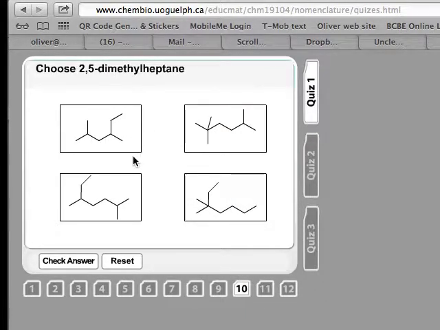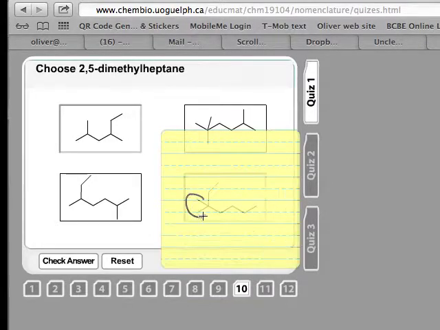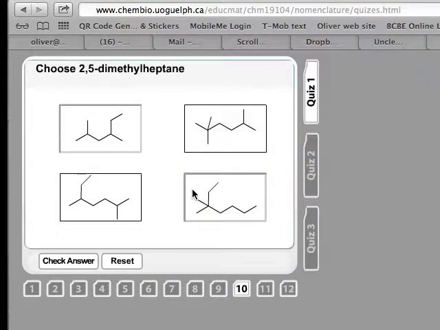Heptane, how many carbons? 7 would be correct. So let's eliminate based on carbon chains. 1, 2, 3, 4, 5, 6. This one is eliminated. 1, 2, 3, 4, 5, 6, 7. This one's a possibility. 1, 2, 3, 4, 5, 6. So this one is out. Down here, 1, 2, 3, 4, 5, 6, 7. However, I've got 2 methyl groups at carbon 3, and it does not say 3,3-dimethyl. That's what it would be if it was this molecule on the lower right.